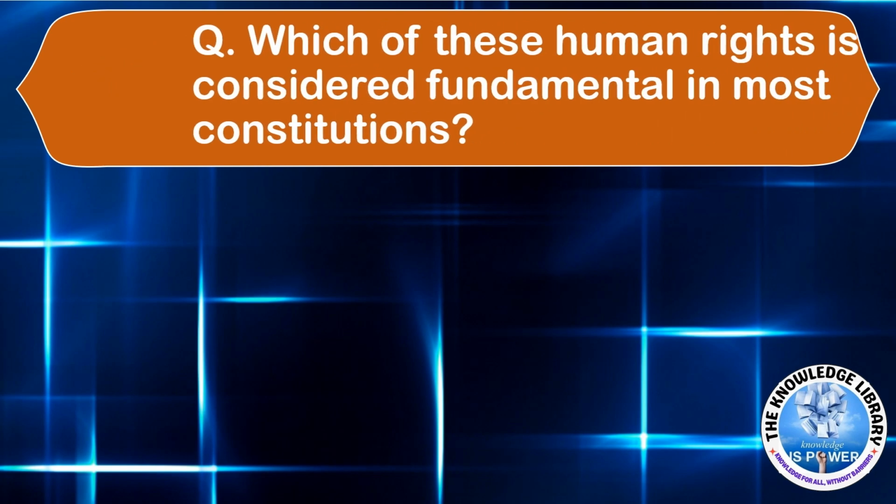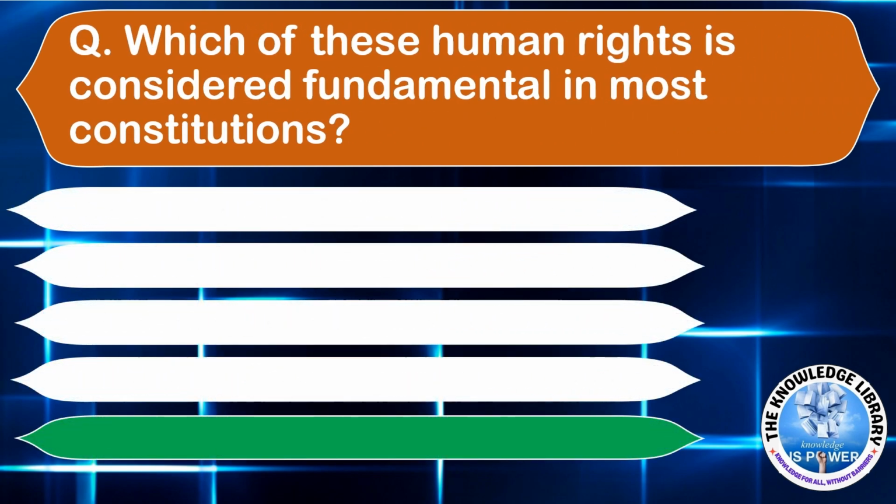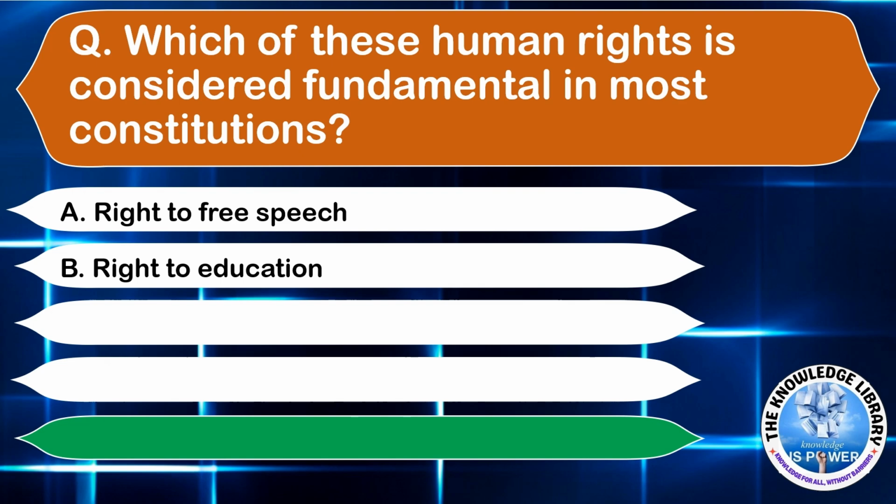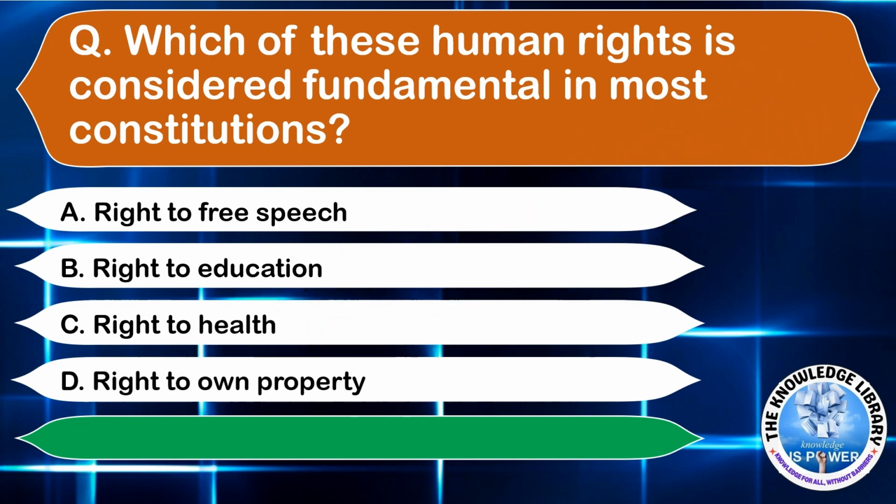Next question is, which of these human rights is considered fundamental in most constitutions? Option A, right to free speech. Option B, right to education. Option C, right to health. Option D, right to own property. Correct answer is option A, right to free speech.